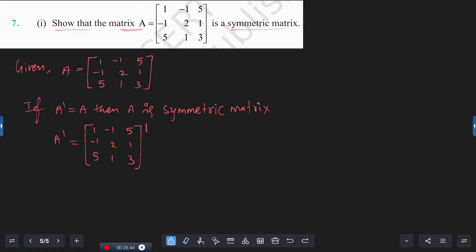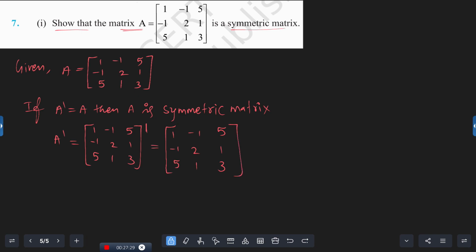When you apply transpose, what is the meaning? Row we have to write as a column. Listen carefully. Take the row, write as a column. So I'm taking the first row and writing it as a column: 1 minus 1 5. Take the second row, write as a second column: minus 1 2 1. Take the third row, write as a third column: 5 1 3. That's it, that is the transpose.